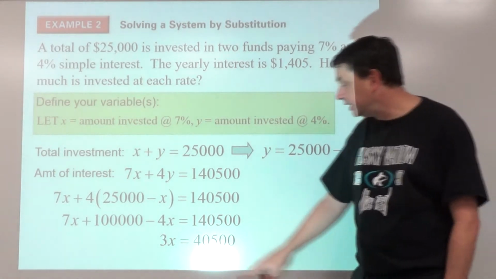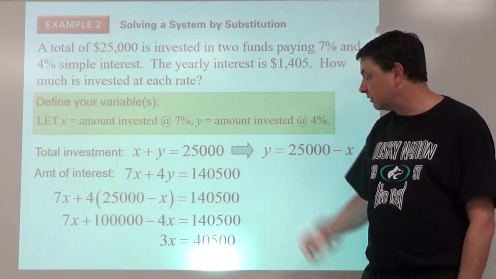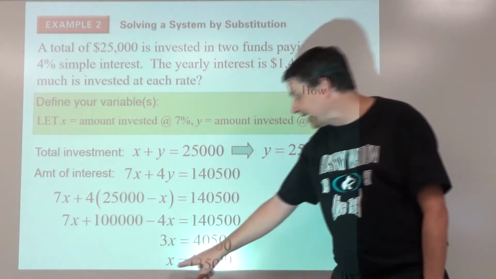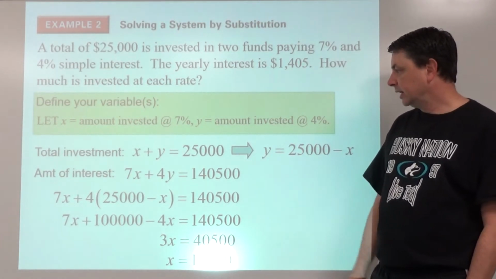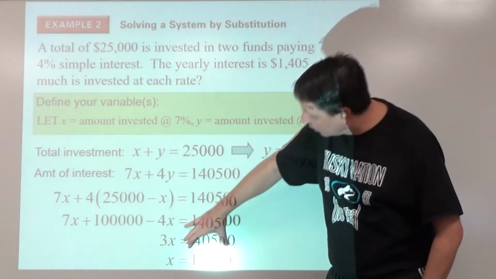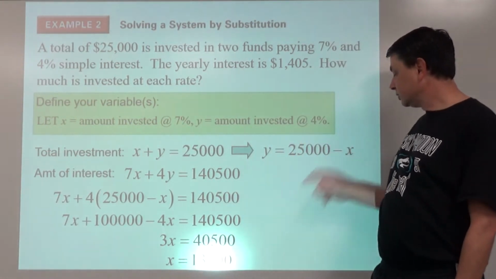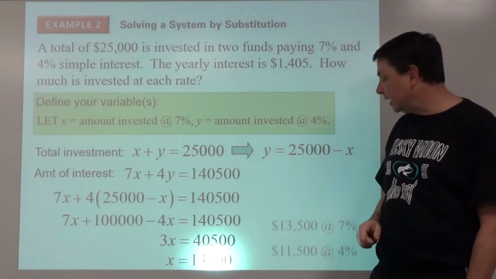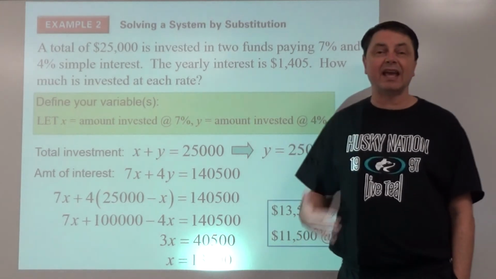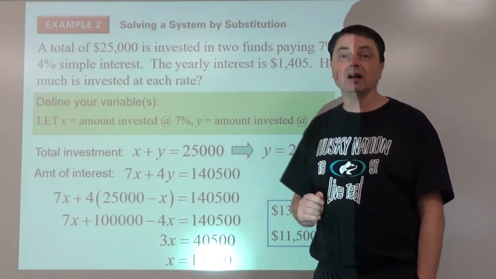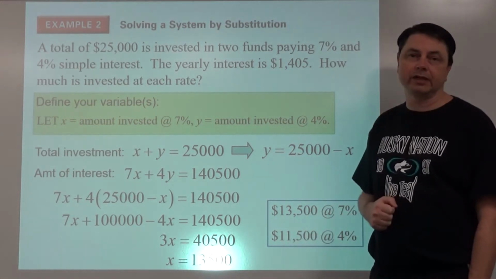Let's divide by 3, since we've got 3x is equal to 40,500. Dividing both sides by 3, we get x equals 13,500. And then we can use the other equation here to figure out, well, if that's 13,500, what would add up with that to be 25,000? Or just replace the x here, we're going to get the y. Let's make sure we clearly identify our answers, not in terms of an x and a y, which were made up, and say what was invested at 7%, what was invested at 4%.